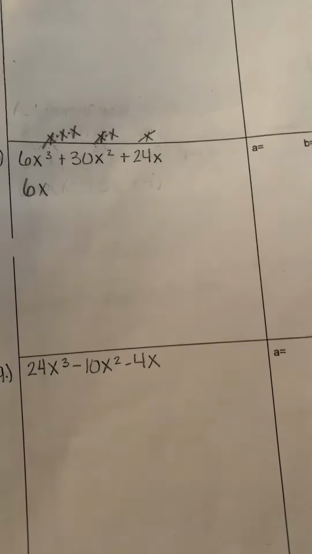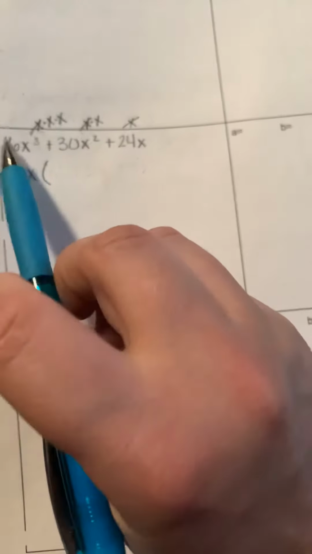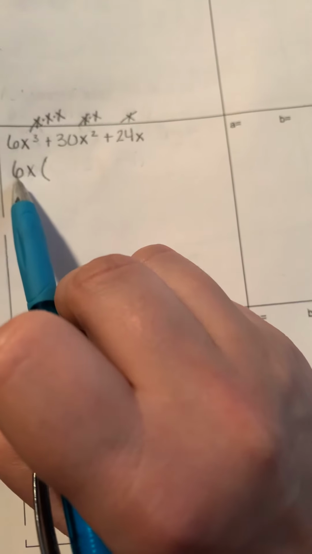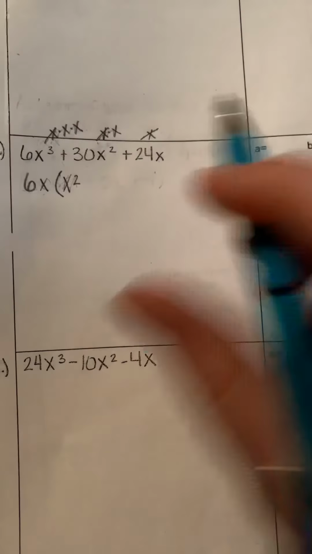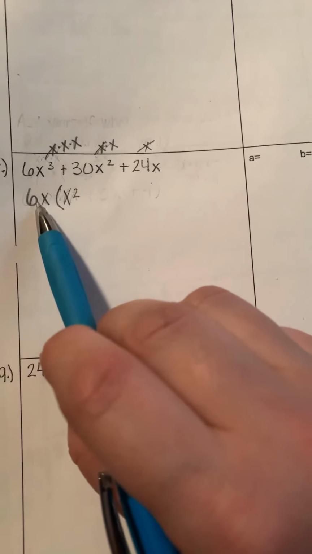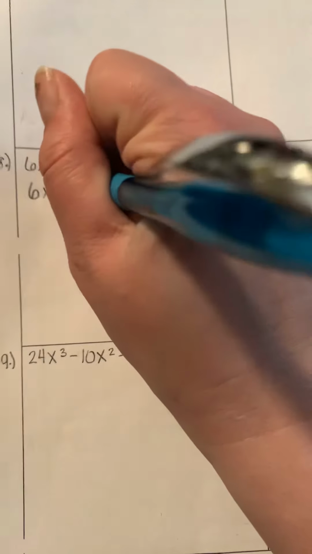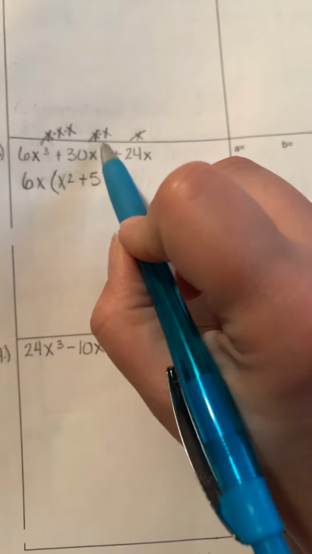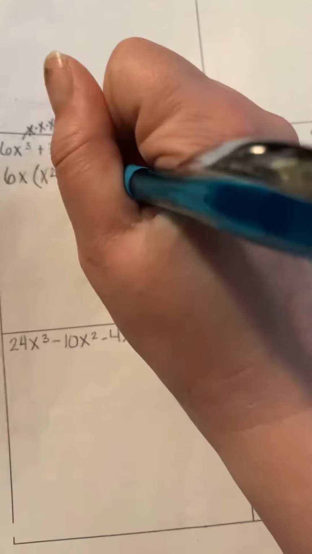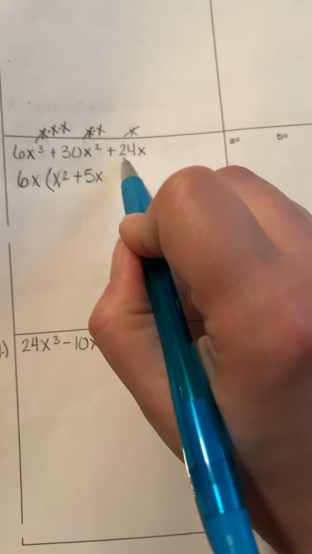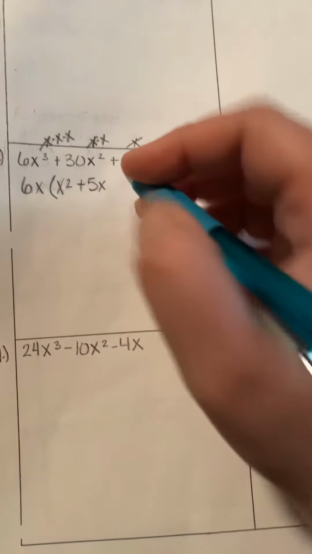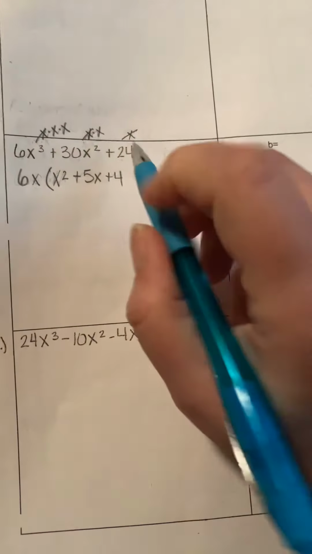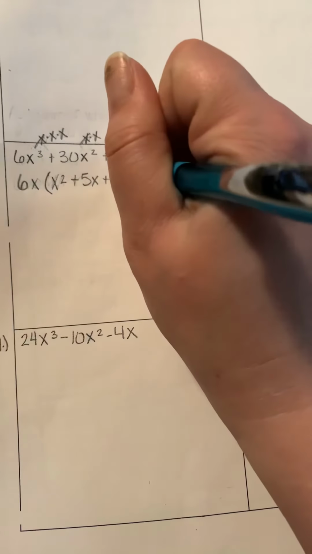Now we're going to see what is left. So we can say 6 divided by 6 is 1, and then there are 2 x's left, so x squared. Then we've got 30 divided by 6, which gives us 5. So plus 5 with this 1x remaining. Then we've got 24 divided by this 6 to give us 4. So plus 4. And we pulled out the only x, so there are no x's left.